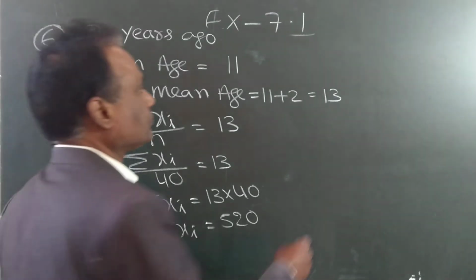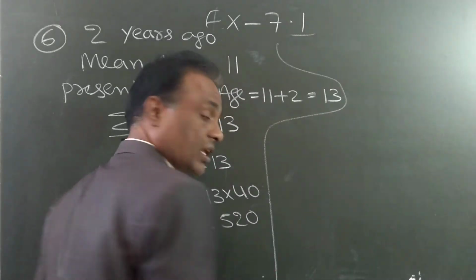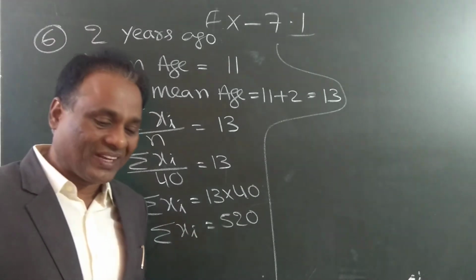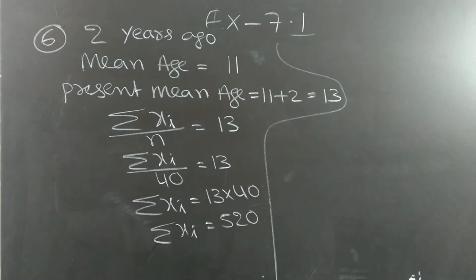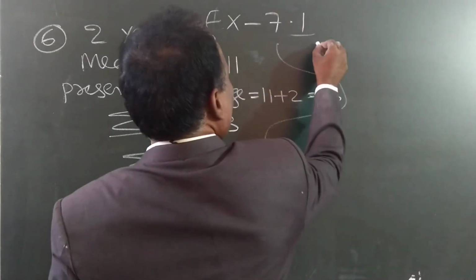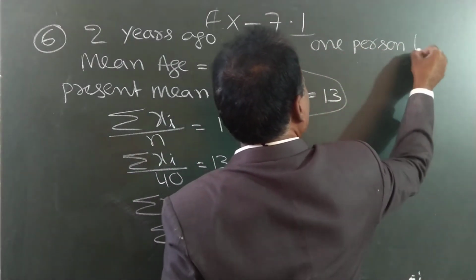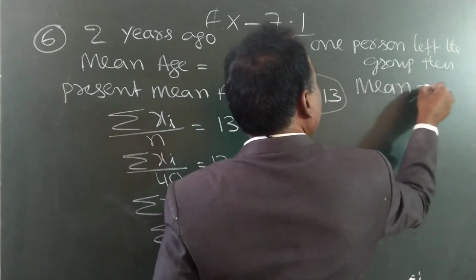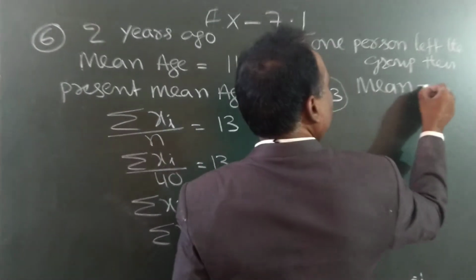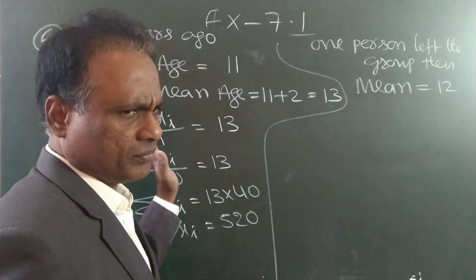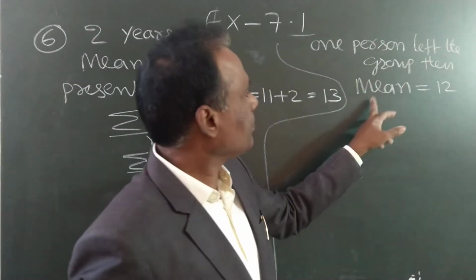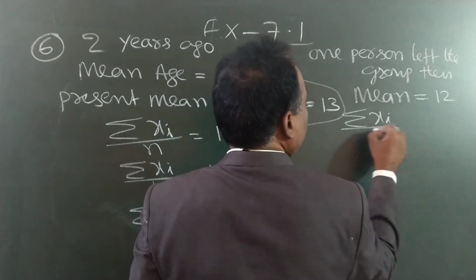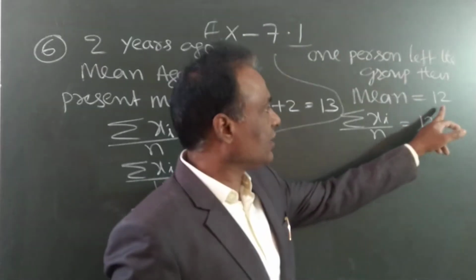Okay, leave it. Now see here what happens. Now one person left the group, so mean age is changed to 12 years. See here. One person left the group. Then mean became 12. See, this situation is over. You forget this. Now come to the new situation. In the new situation, the mean is given as 12. What is the formula for mean? Sigma xi by n is equal to 12. The second situation, it is given that mean is 12.